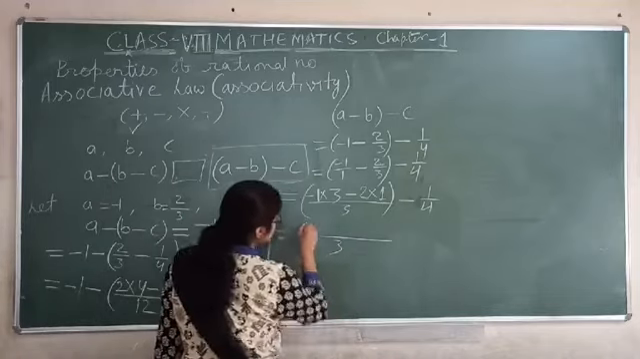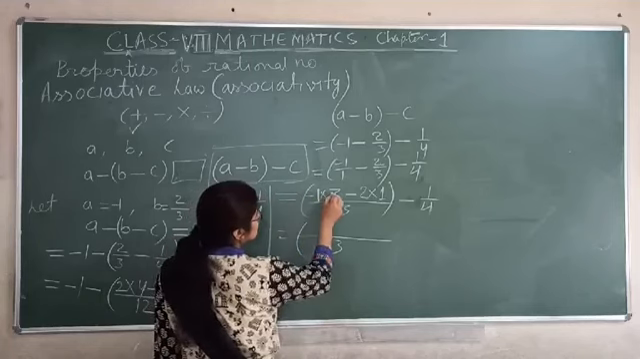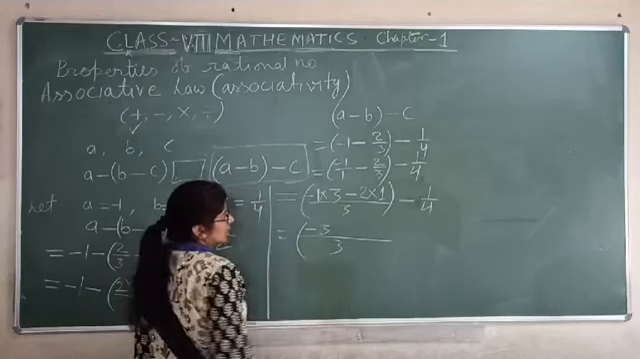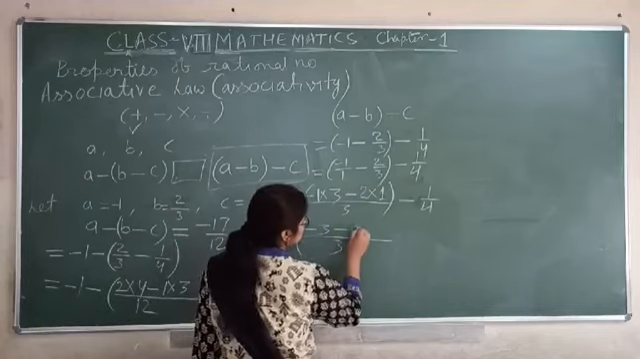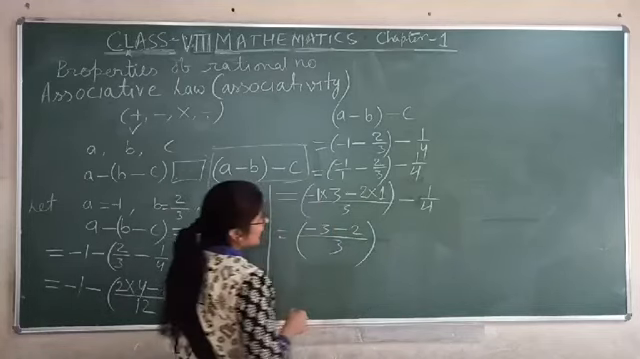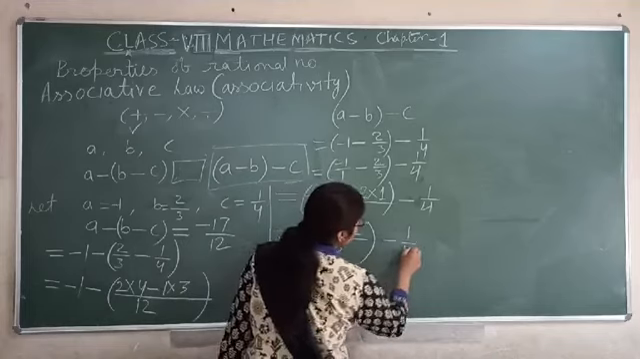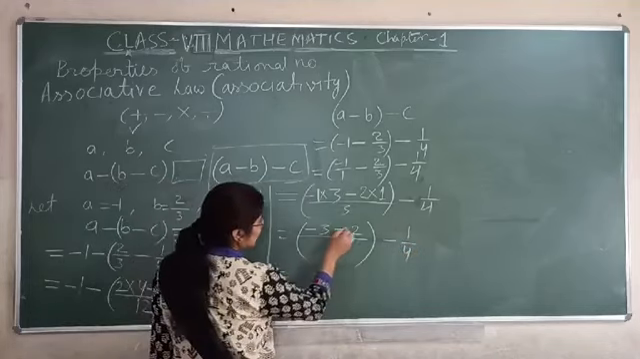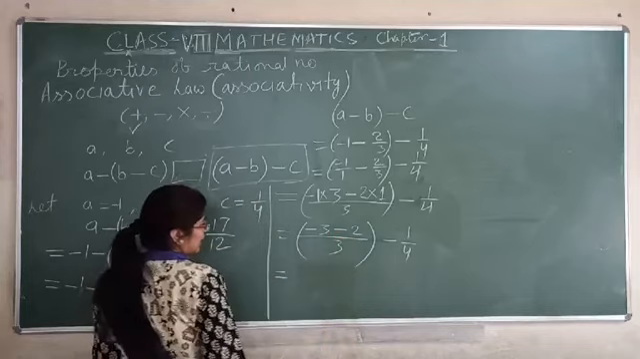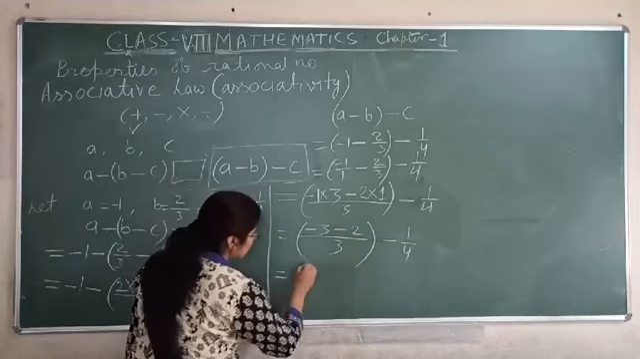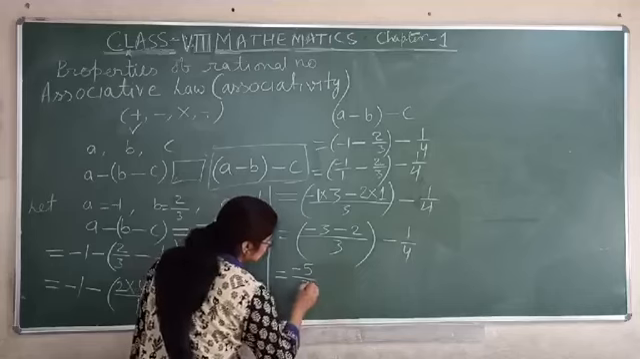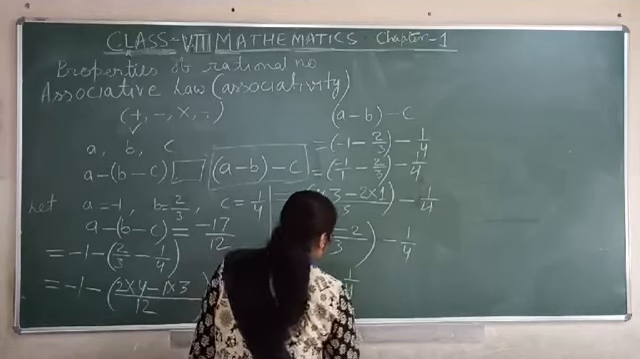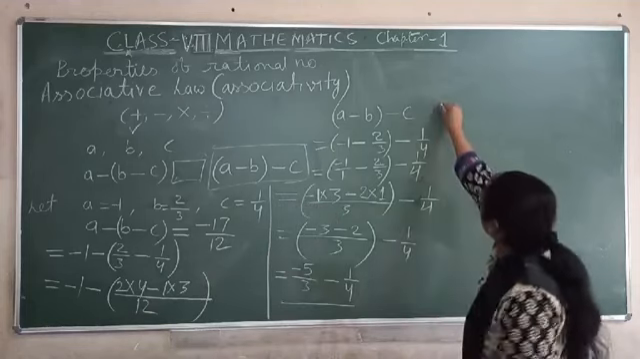Now 3 as it is, bracket start, minus 3 and minus 2. Both have the same sign, so added: 3 and 2 make 5, sign of minus, upon 3. And here you have minus 1 upon 4. Now we have to calculate this one.